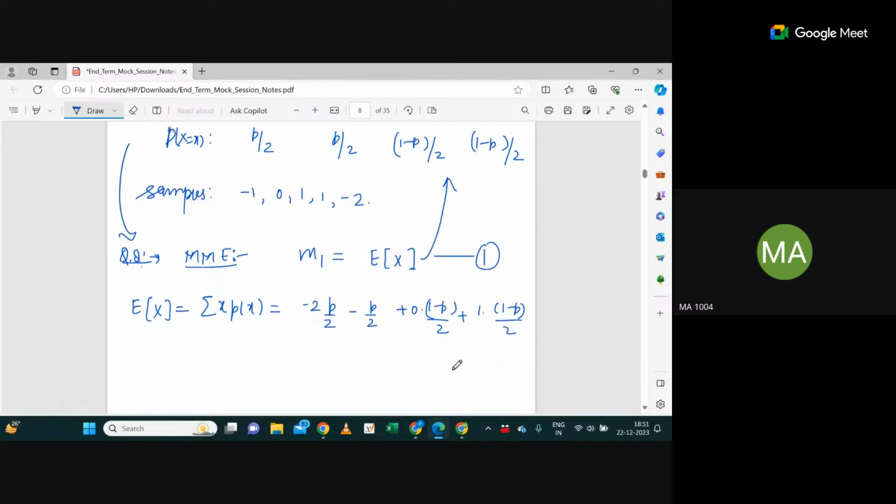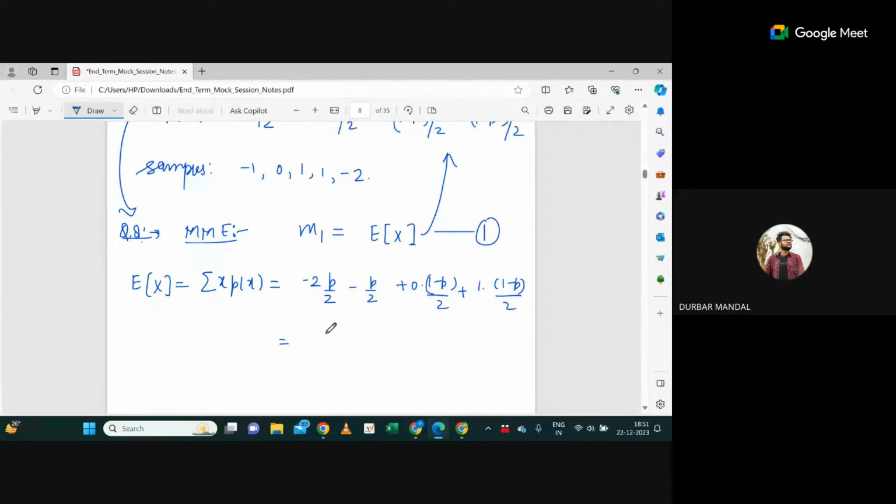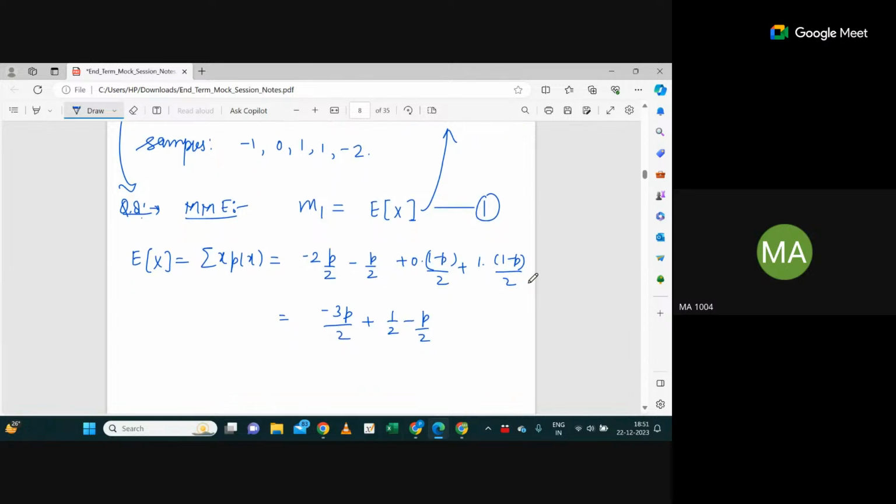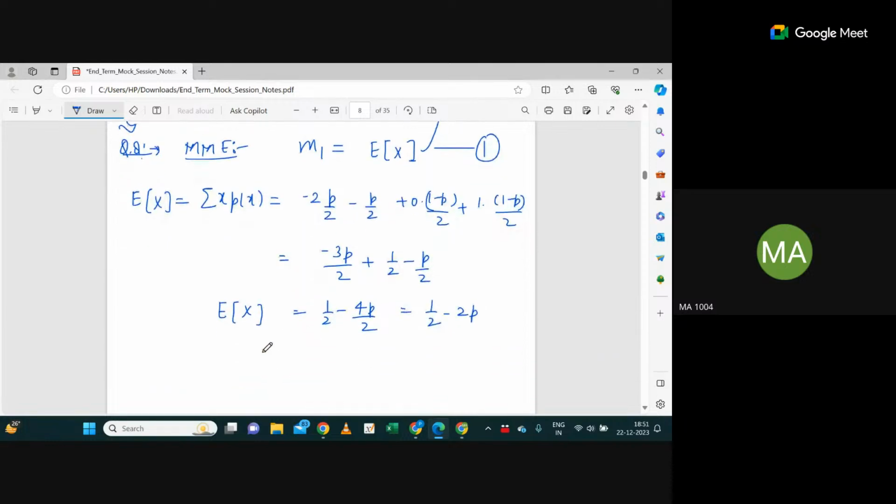Any doubt? No, sir. It will be -3p by 2 plus 1 by 2 minus p by 2. I mean, this will be 0. I have just separated the terms. So it will be half minus 4p by 2, right? That means half minus 2p. So this is the expected value of X I got, correct?